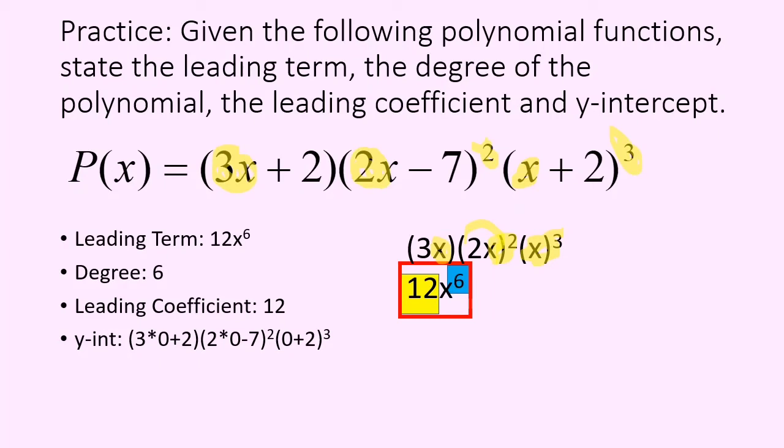So here we get 3 times 0 plus 2 times 2 times 0 minus 7 squared, and then 0 plus 2 cubed. Which leaves me with, if we cross out the zeros, 2 times minus 7 squared times 2. Calculate that, you get 780.